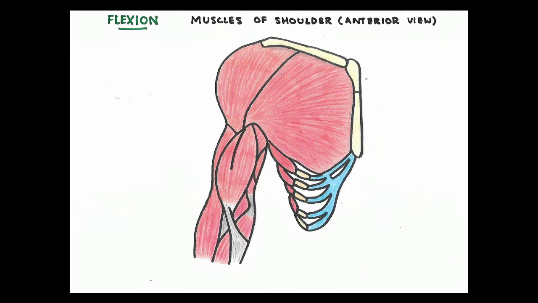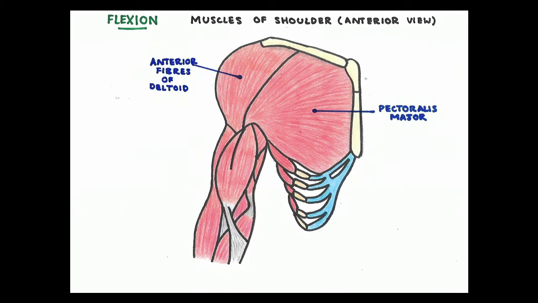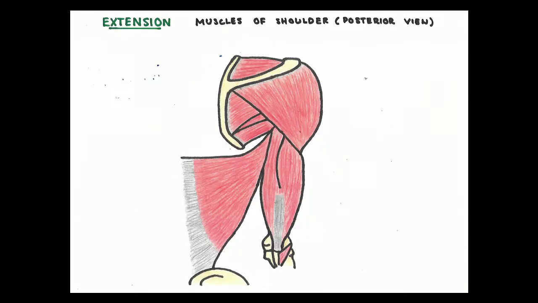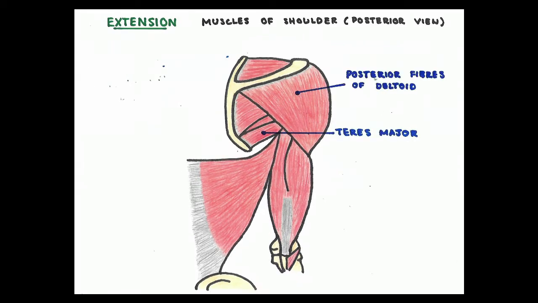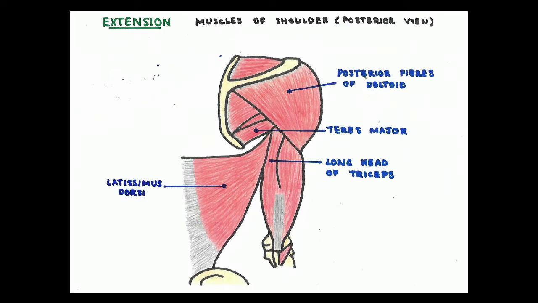Flexion is carried out by muscles that cross the anterior aspect of the glenohumeral joint, that is, the pectoralis major, anterior fibers of the deltoid, long head of the biceps, and coracobrachialis. Extension is carried out by muscles that cross the posterior aspect of the glenohumeral joint, that is, teres major, posterior fibers of the deltoid, long head of the triceps, and latissimus dorsi.